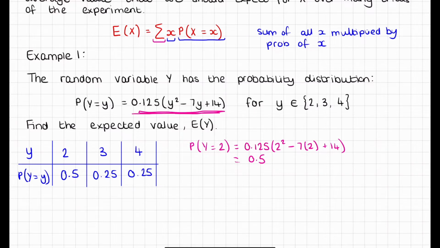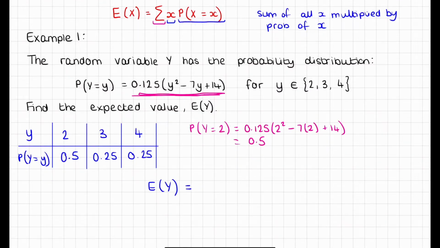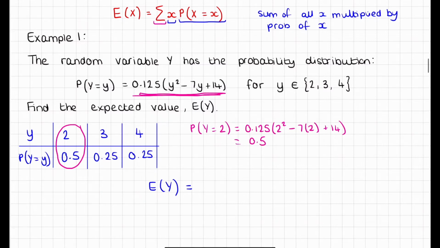Now remember, with these tables, the probabilities all should add up to 1, and those do, which means it's looking like it should do. Now for the expected value of y, we need to use this formula, which is the sum of all the x's multiplied by their probabilities. So we're going to do each one separately. The first one, we've got the 2 and 0.5.